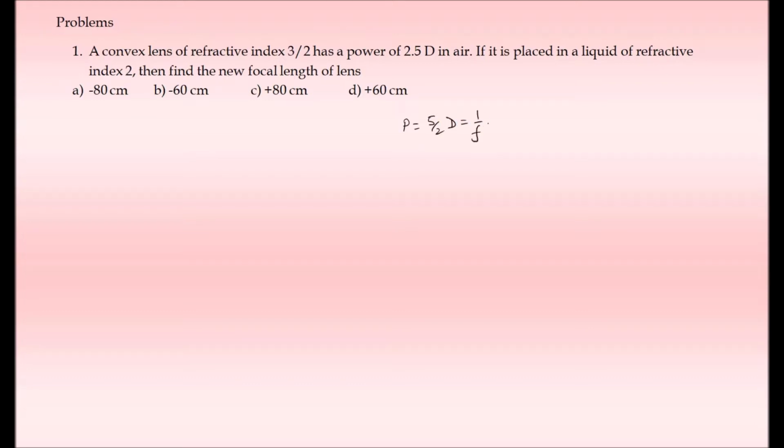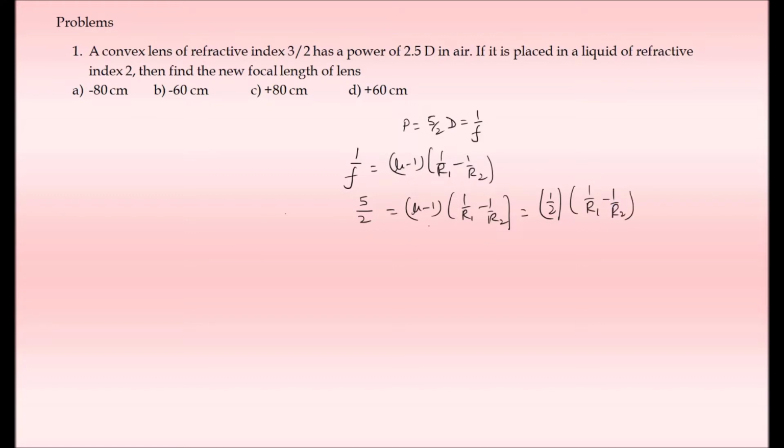So it is equal to 1 by F as the lens is placed in air. Now if you apply the lens maker's formula, then 1 by F is equal to mu minus 1 into 1 by R1 minus 1 by R2, and the value is 5 by 2 is equal to mu minus 1 into 1 by R1 minus 1 by R2. Mu is equal to 3 by 2. So 3 by 2 minus 1 is 1 by 2 into 1 by R1 minus 1 by R2, and from there we get 1 by R1 minus 1 by R2 is equal to 5. So this is our equation 1.